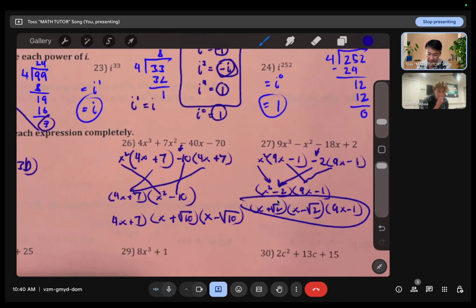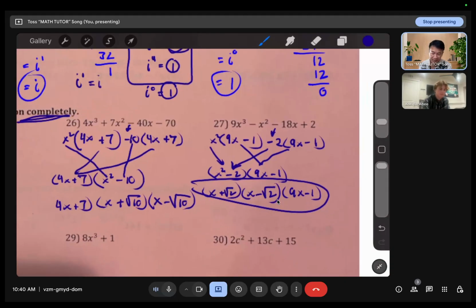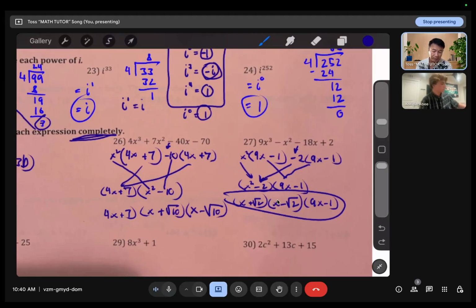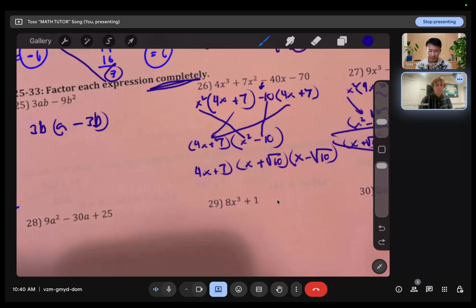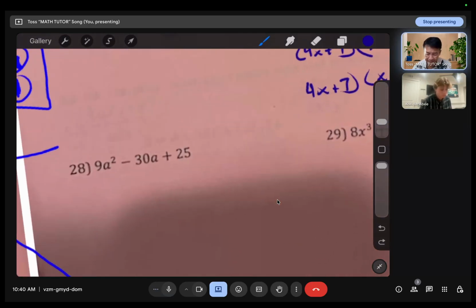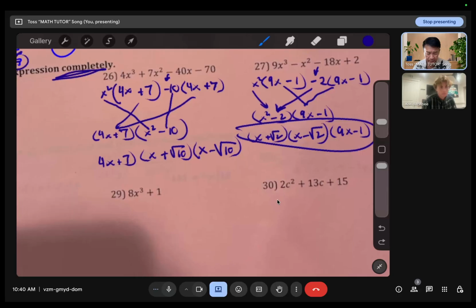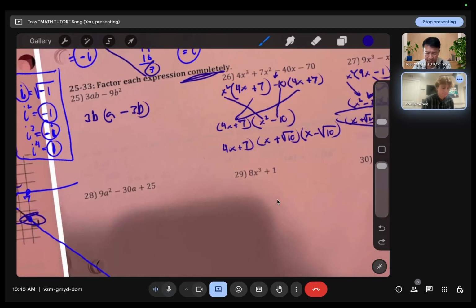I know it says completely factored, therefore there's a chance that your teacher wanted it. So careful. Normally they don't care for you to write the root form. Anyway, this one, you got that one, okay, Russell? Okay. Okay, this one, a trinomial.